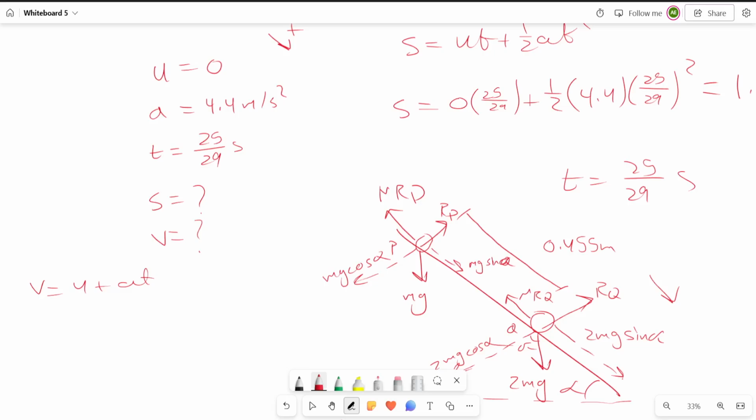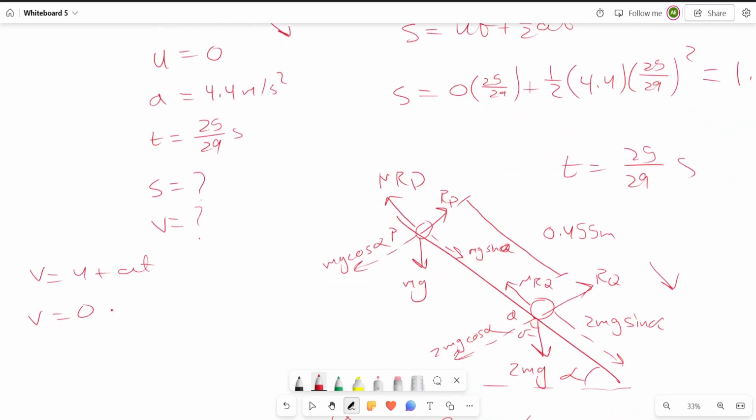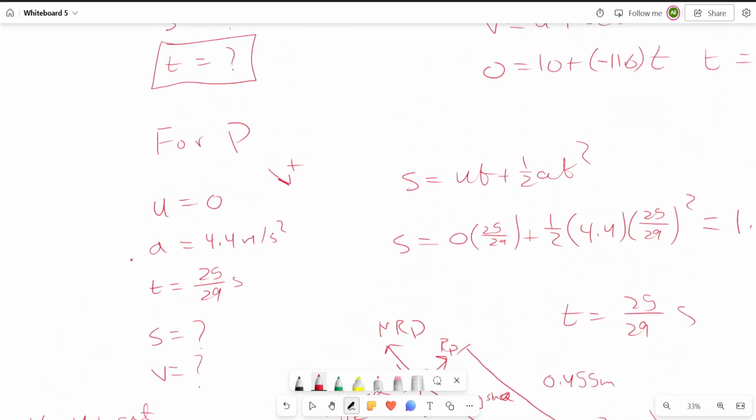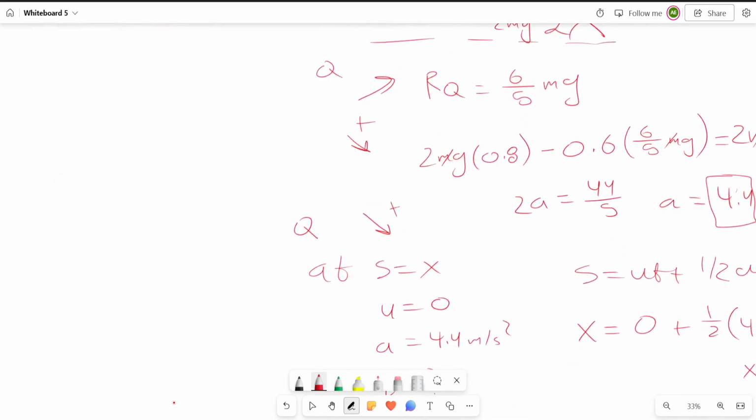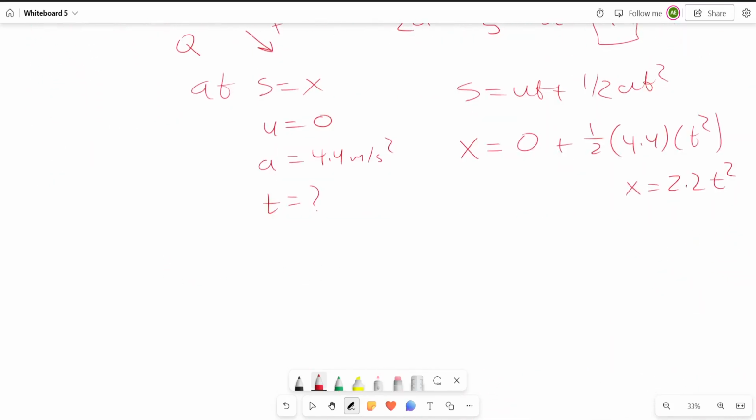so v equals u plus at. So v equals u, which was 0 in the first part, P was released from rest, plus my acceleration for P in the beginning, which was 4.4, times t, which is 25 over 29. So my v is going to equal 3.79 meters per second. So now let's do the same for P, taking this direction as well as positive.